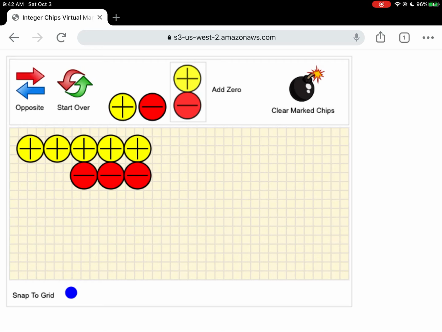And now I want to take away 5 positives. So now we're going to take away those 5 positives. And what's left? A debt of 3. 3 negatives.